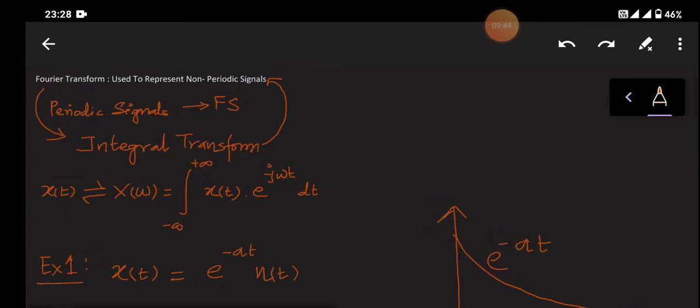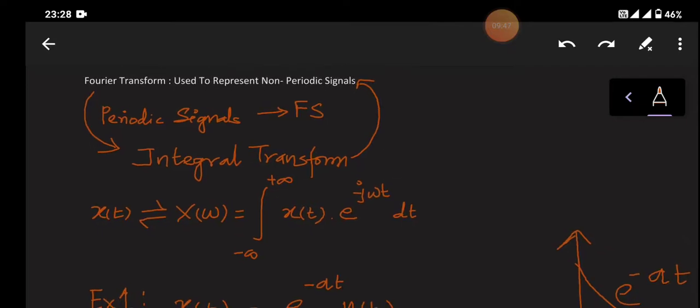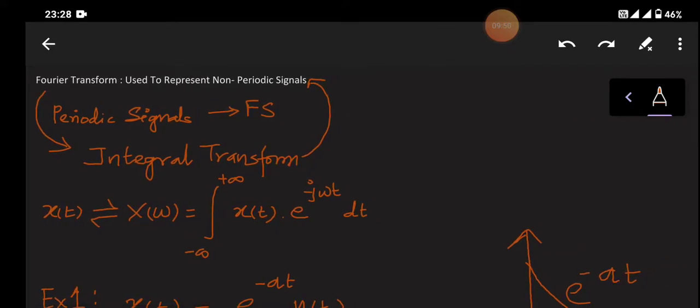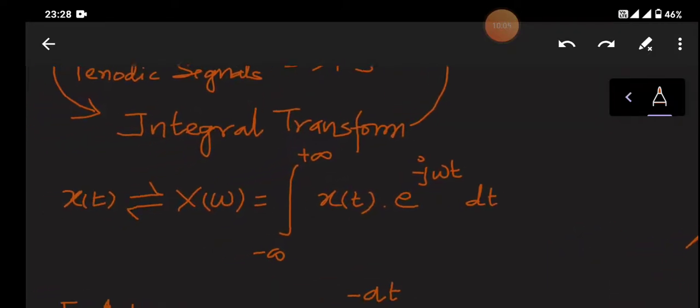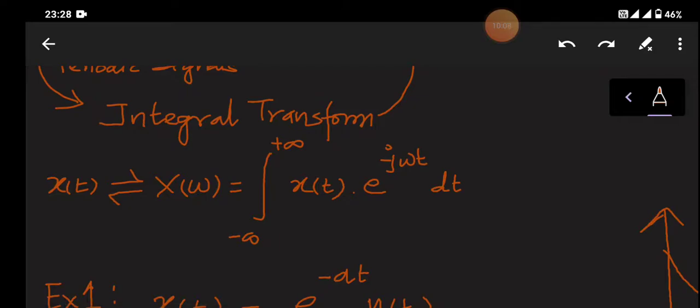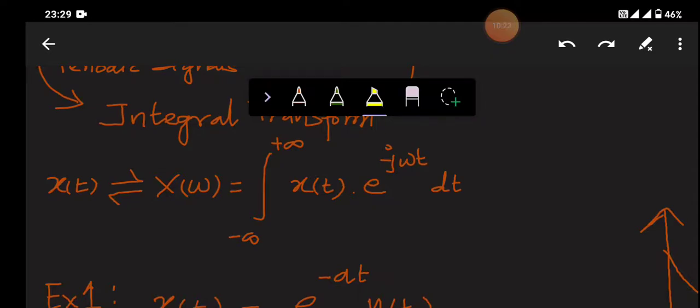In this lecture, let us quickly see what we have learned. First, the Fourier transform is an integral transform used to represent non-periodic signals, because we can represent periodic signals with the Fourier series only. Then, how can we write this integral transform? X(omega) is equal to the integral from minus infinity to infinity of x(t) e to the power minus j omega t dt. So this is very important here.